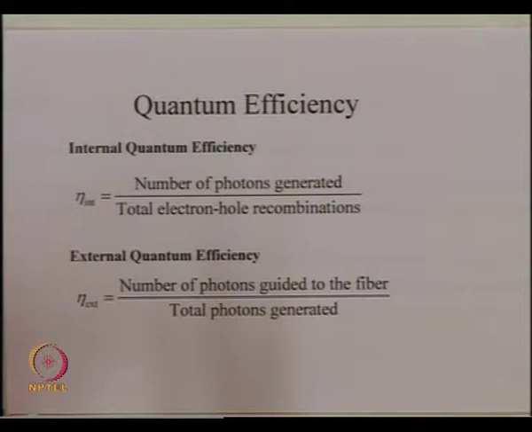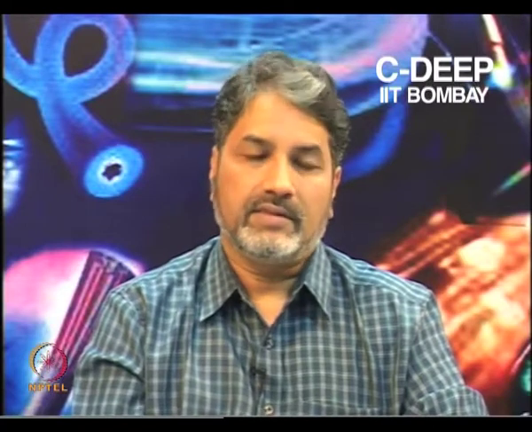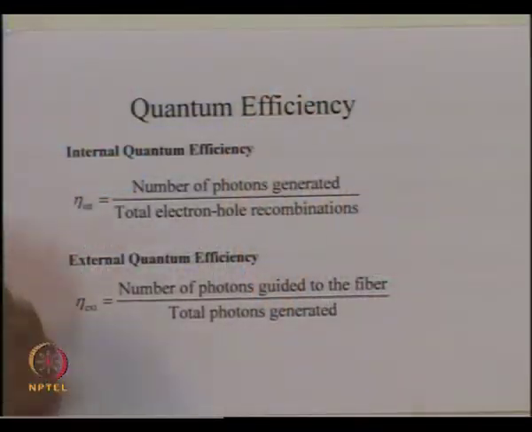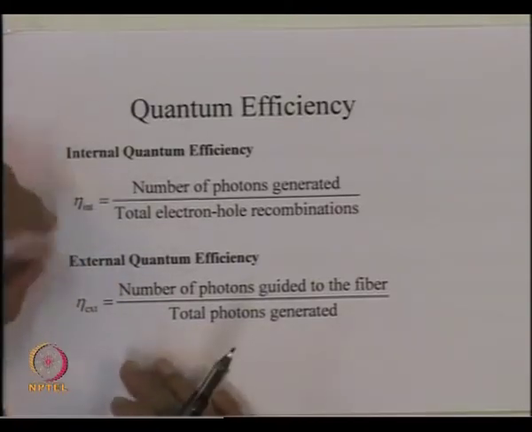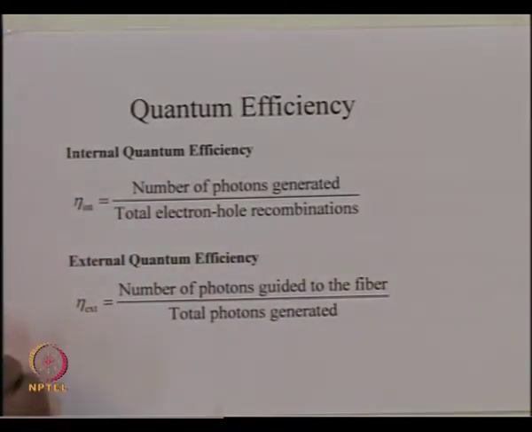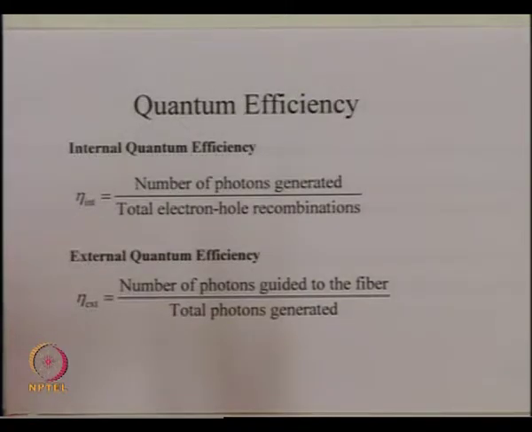The external quantum efficiency, which has something to do with the collection of the photon, is defined as the number of photons guided to the fiber divided by the total number of photons generated. So, the photons are generated, but what process the photon has to go through till it finally becomes available for communication or reaches inside the optical fiber, that quantity is given by this external quantum efficiency. So, total efficiency will be essentially the product of these two, the internal quantum efficiency and the external quantum efficiency.